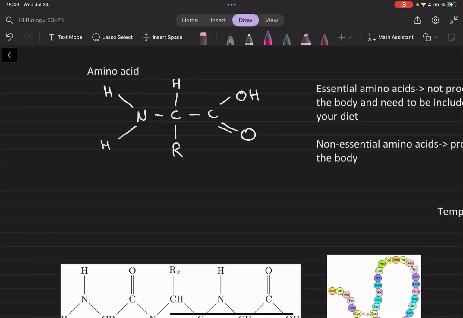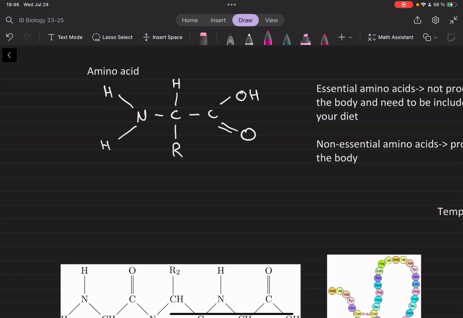Hey guys, so today we're going to be talking about proteins, and essentially what proteins are: molecules found within every single living cell that are necessary for survival. They are a polymer, which are called polypeptides, and each polypeptide is made up of amino acids. So the amino acid is the smallest unit, so to say, for a protein.